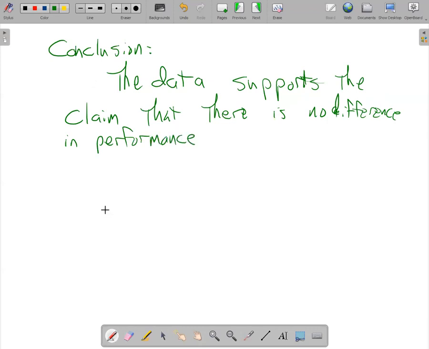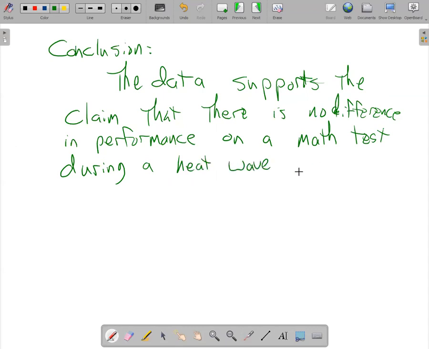Am I misspelling performance? Is it preformance or PER-formance? I got it right? Oh, good, thank you. No difference in performance on a math test, or they were doing math problems, but similar, close enough, during a heat wave with or without AC. And that's my first draft.